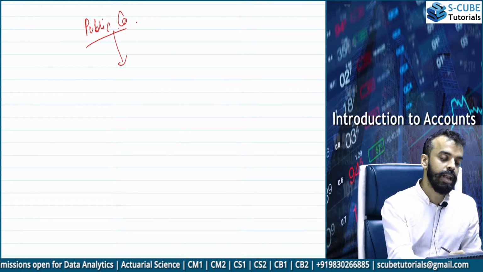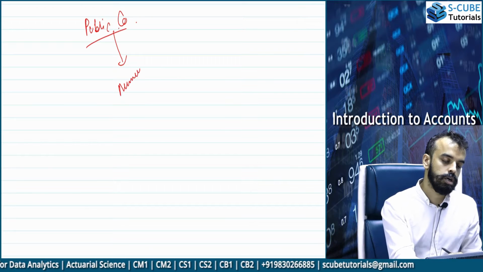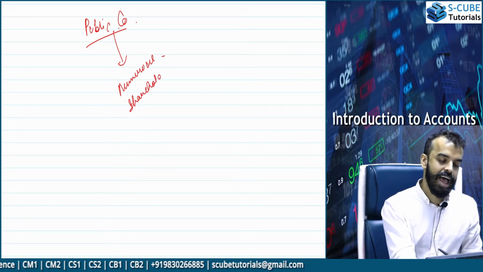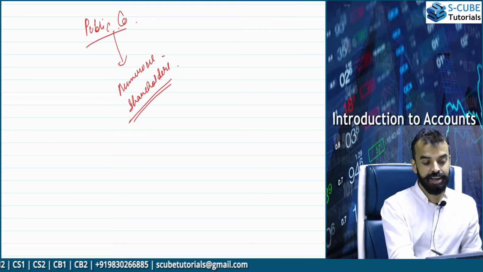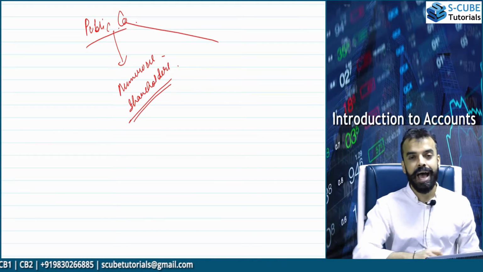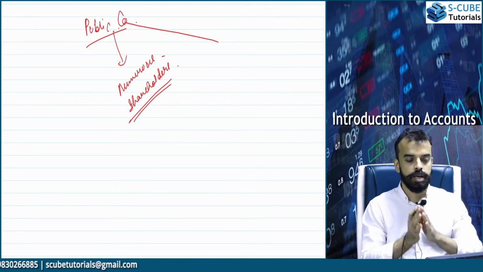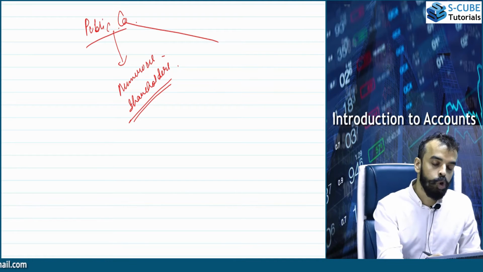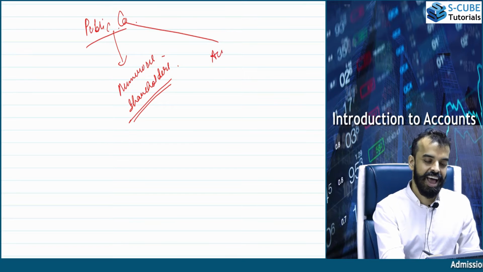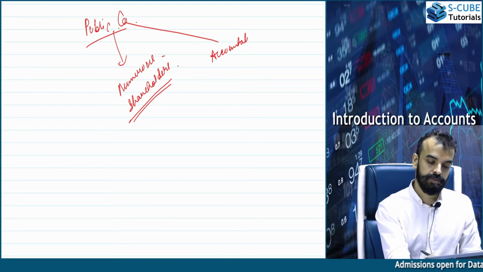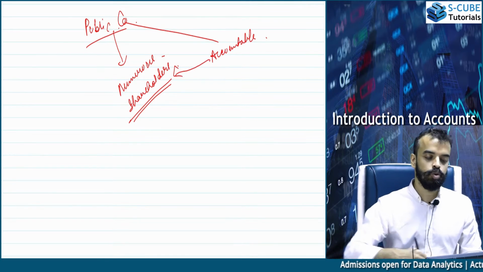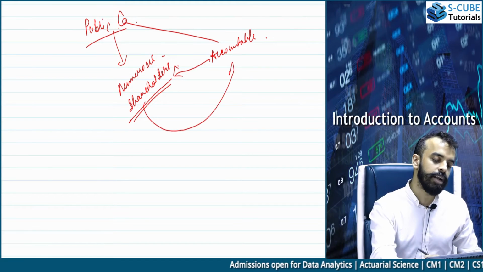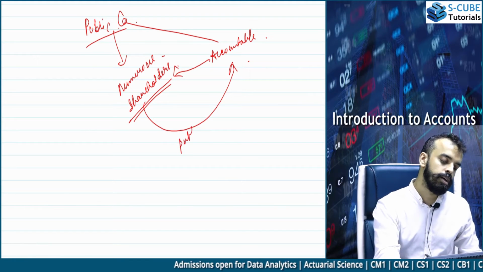Now, what I am trying to say, let's connect. A public company will have numerous shareholders and members. This public company is also accountable to them. Accountable to whom? These numerous shareholders, because they are putting in money.